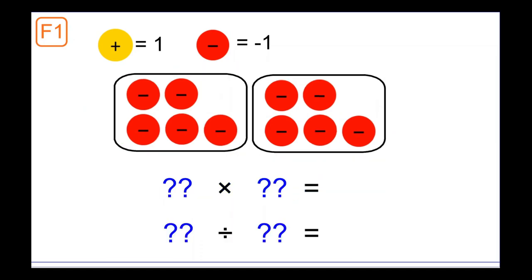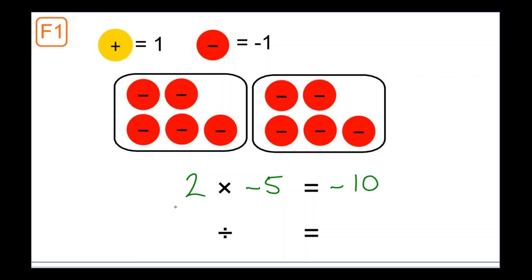What number sentence can we see here? Well, there are 2 groups of counters representing negative 5, and altogether there are counters representing negative 10. Notice we took a positive number, multiplied it by a negative number, and we got a negative result. Positive times negative is negative. The other way to read the picture is to see that there were counters representing negative 10 divided into 2 equal groups, and each group represents negative 5.